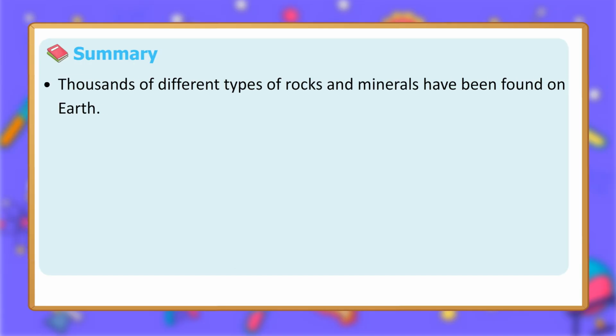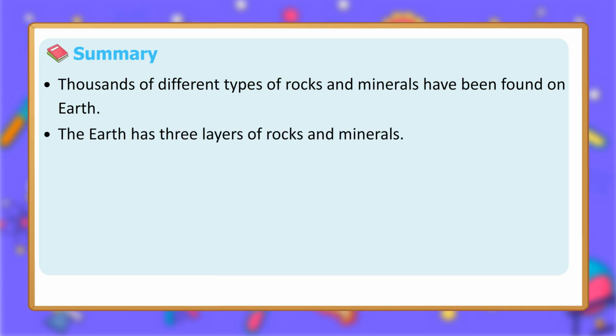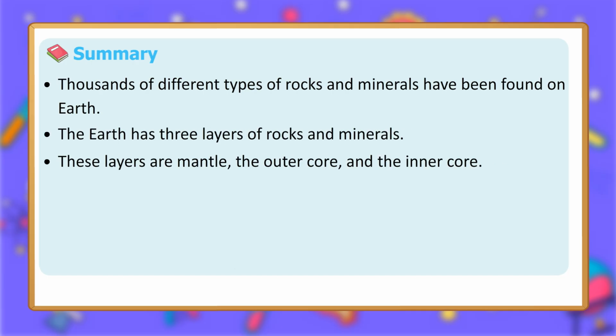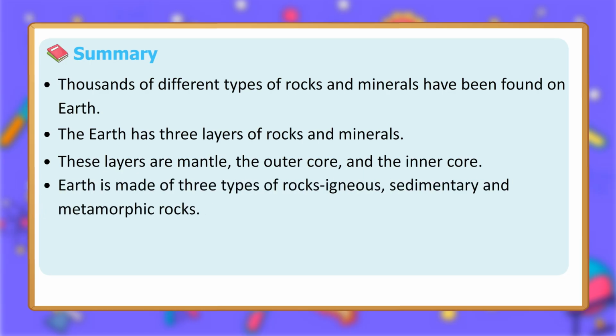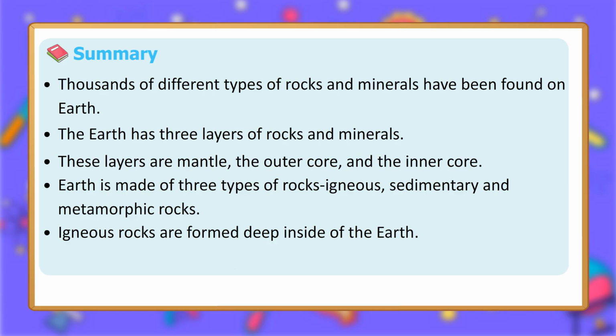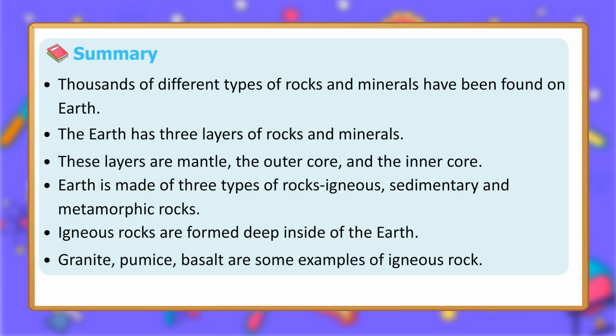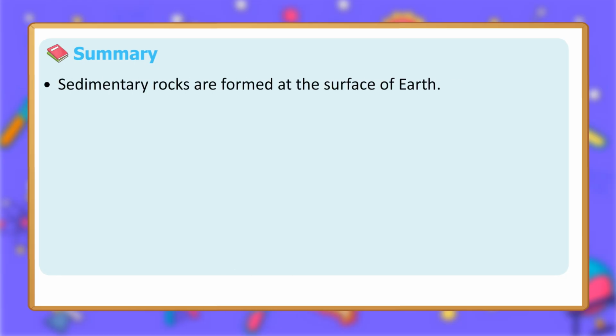Summary. Thousands of different types of rocks and minerals have been found on Earth. The Earth has 3 layers of rocks and minerals. These layers are mantle, the outer core, and the inner core. Earth is made of 3 types of rocks: igneous, sedimentary and metamorphic rocks. Igneous rocks are formed deep inside of the earth. Granite, pumice, basalt are some examples of igneous rock.